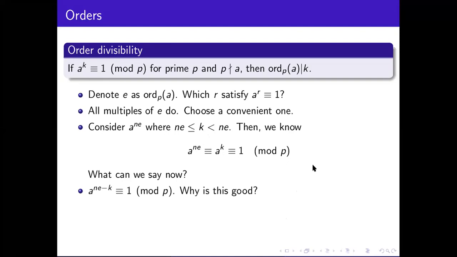Oh yeah, and somebody asked, why do we use e? E stands for exponent, because order begins with O, but O's look ugly, I guess.